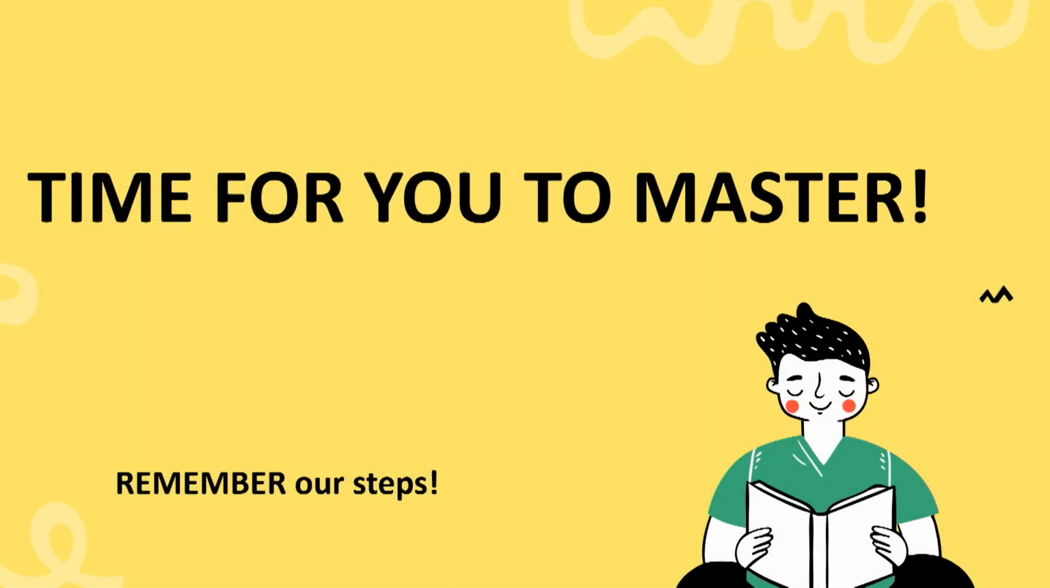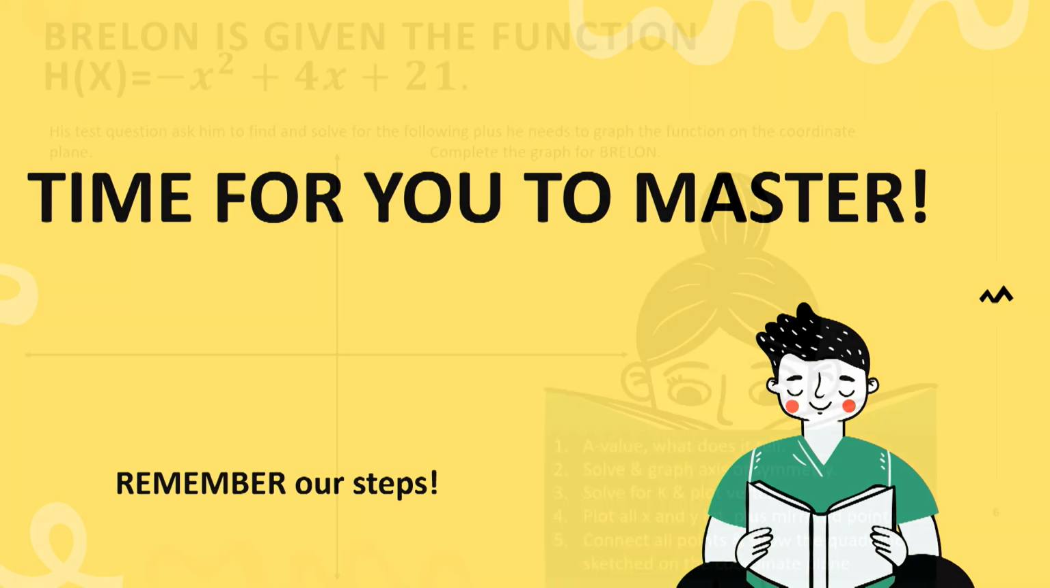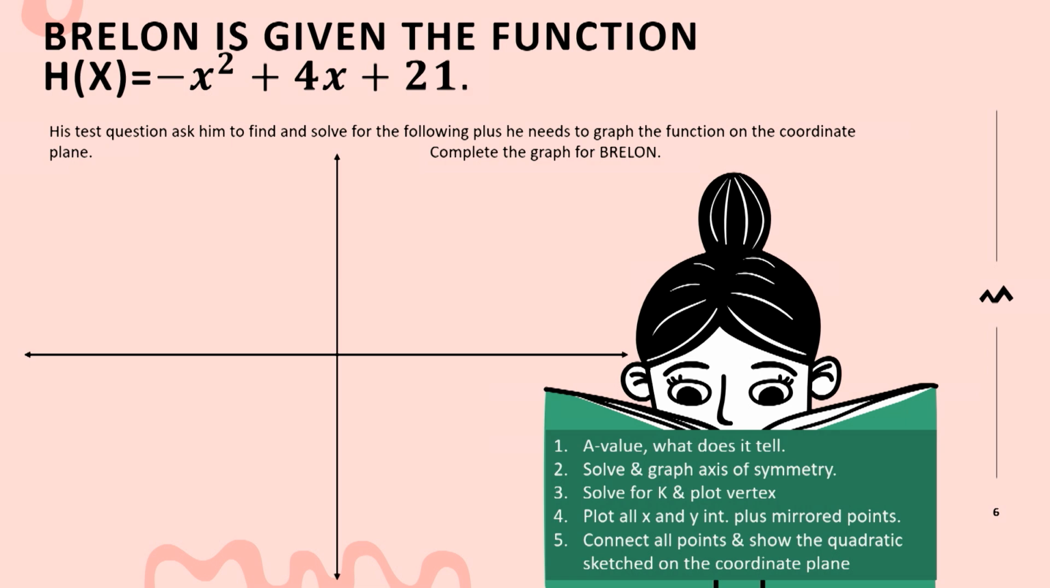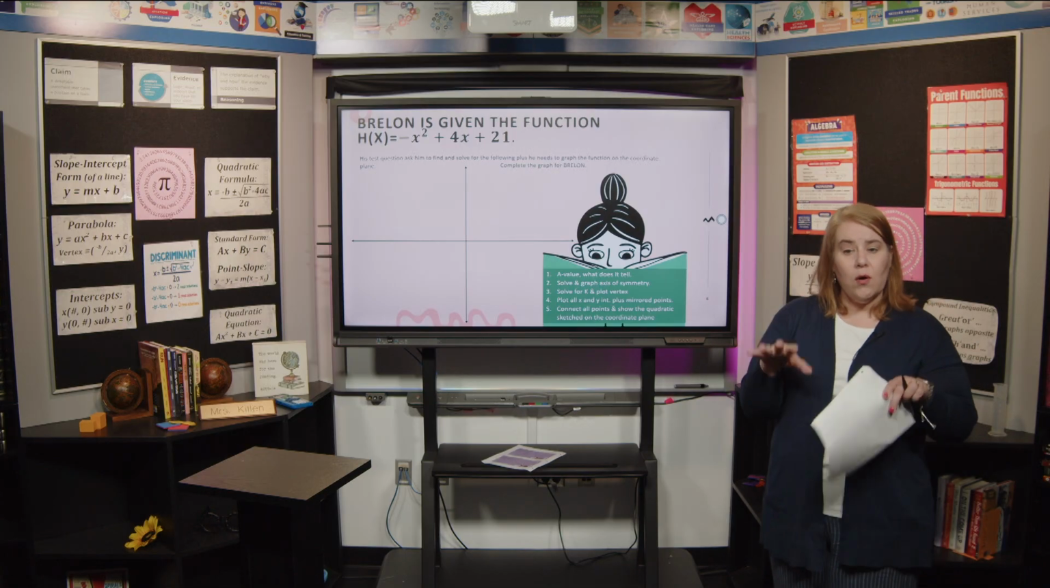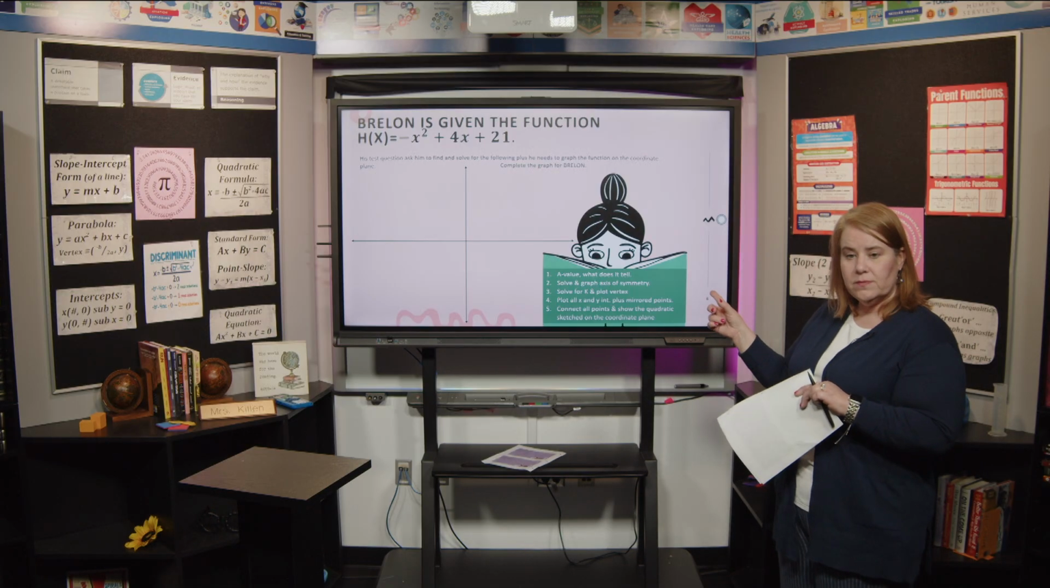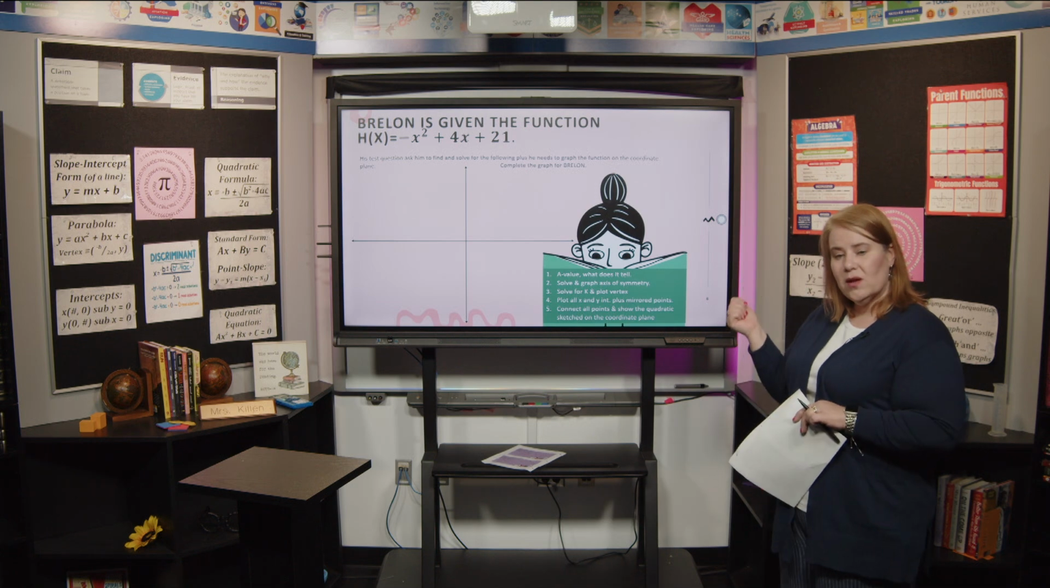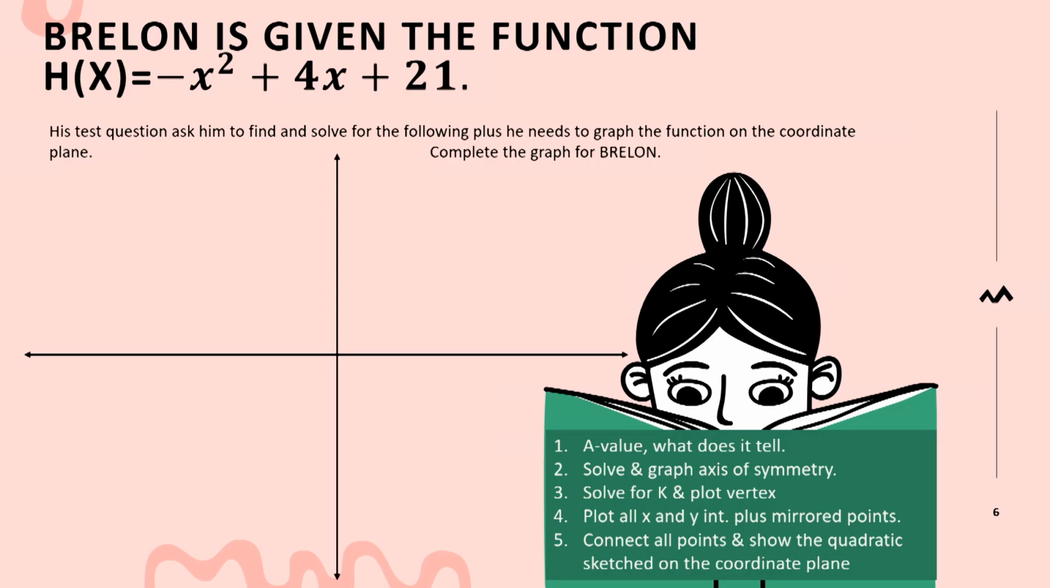All right, so it's time for you to master. Remember our steps, what I'm doing, 1 through 5. Braylon is given the function h of x equals negative x squared plus 4x plus 21. His test question asked him to find and solve for the following, plus he needs to graph the function on the plane. Complete the graph for Braylon. All right, I want you or you and your table partner to work the problem. Work it amongst yourselves. I'm going to work it, and then let's come back and see what we got.